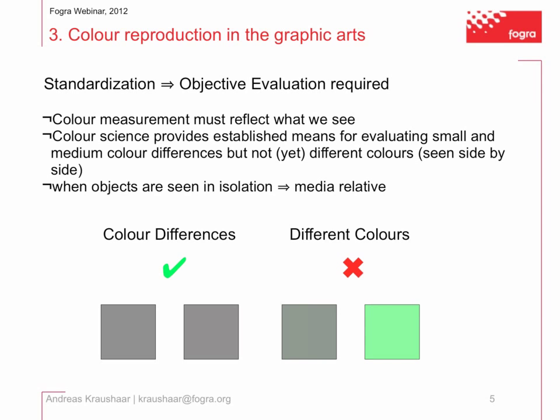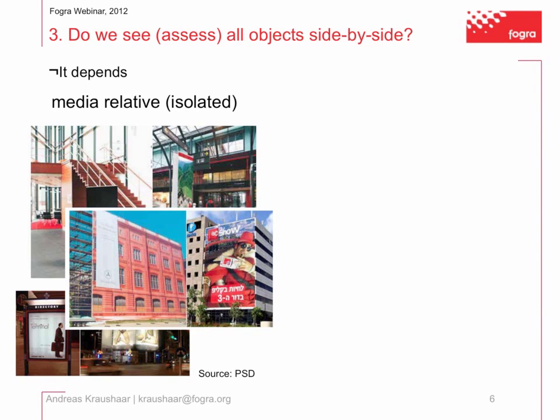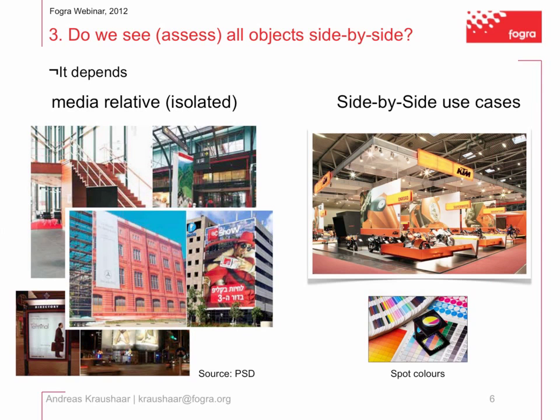So do we assess objects and printed products every time side by side, as the CIE colorimetry applies and tells us? And then mostly we'll see it depends. So we have, of course, different ways of seeing objects.